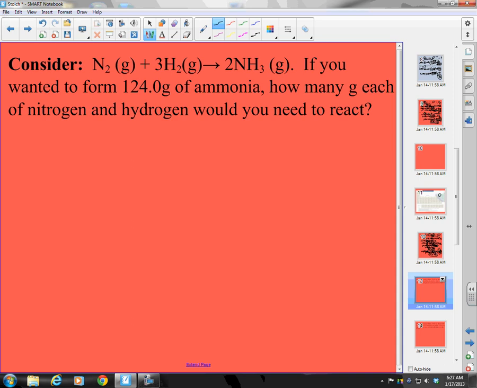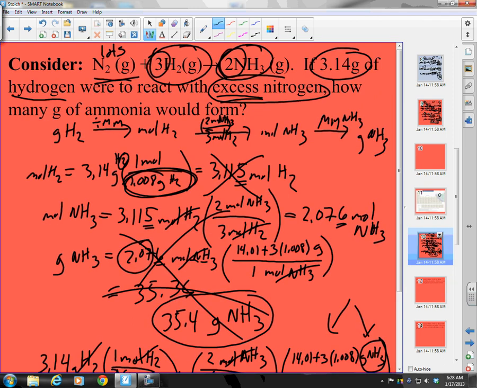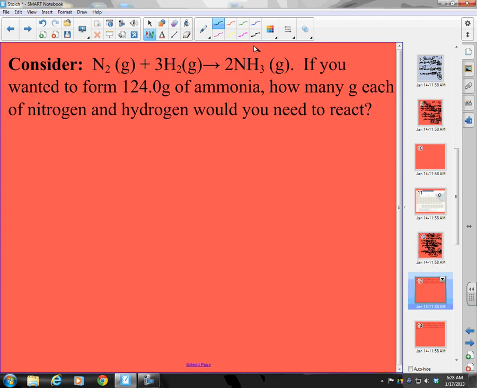Okay, I've got nitrogen and hydrogen, and we're forming ammonia. If you wanted to form 124 grams of ammonia, how many grams of each? Okay, what's the difference here? Well, in our previous questions, what were we doing? We were starting with a reactant and going to a product. How is this different? Well, we're starting with a product and we're going to a reactant. Well, does that matter? No, it doesn't matter at all. We follow the same process.